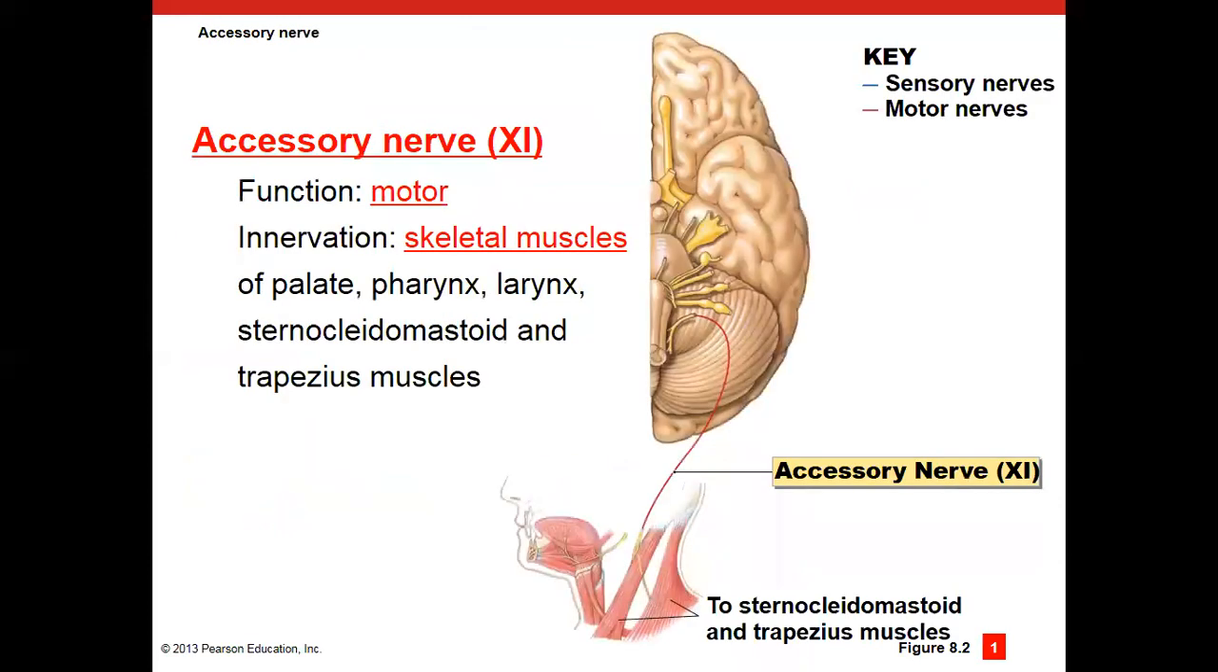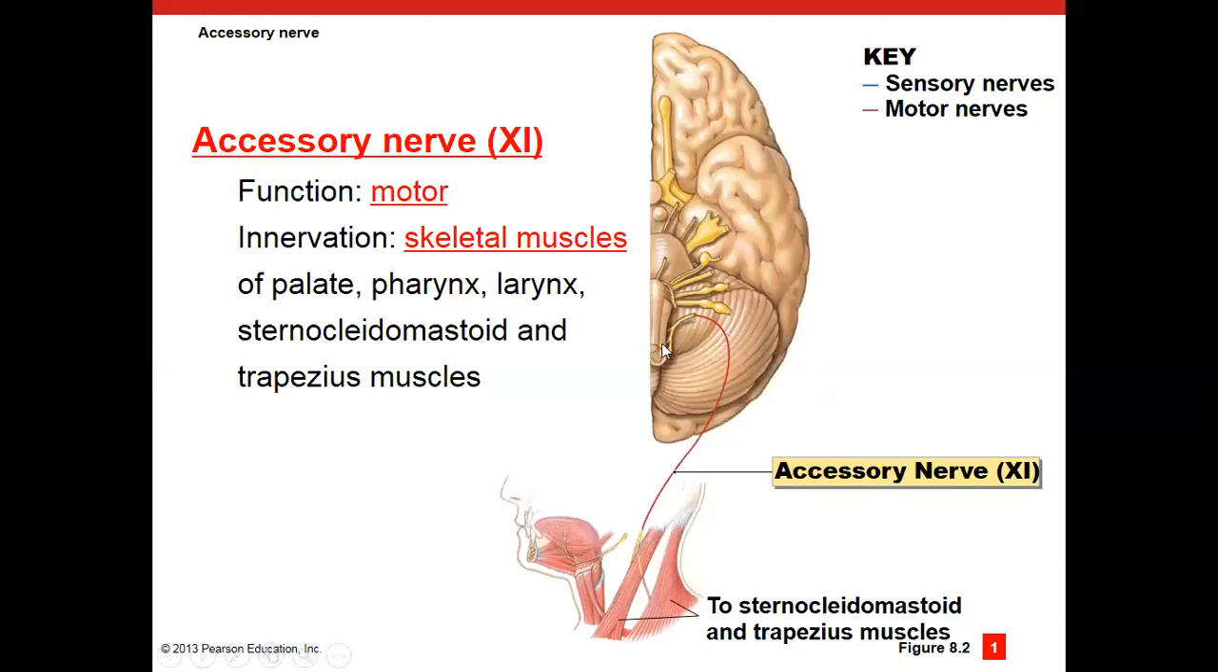The accessory nerve is purely motor. It's cranial nerve 11, and it basically innervates skeletal muscle of the palate, so the roof of your mouth, the pharynx, your throat, the larynx, which is your voice box, the sternocleidomastoid muscle, which is this muscle here we've talked about before, and the trapezius muscle, which is also a muscle we talked about before. So the innervation here is purely skeletal muscle, which is muscles you have control over.